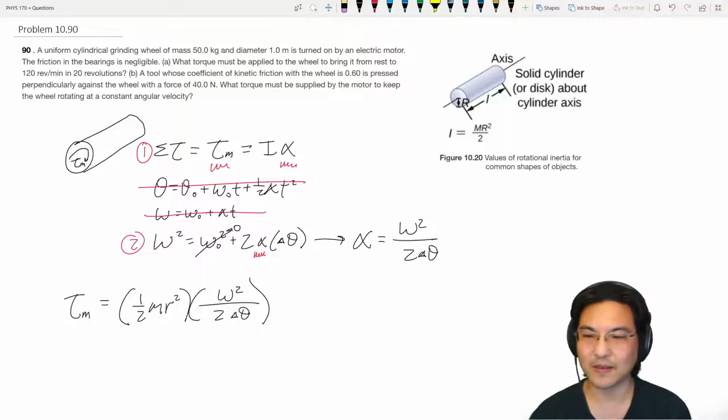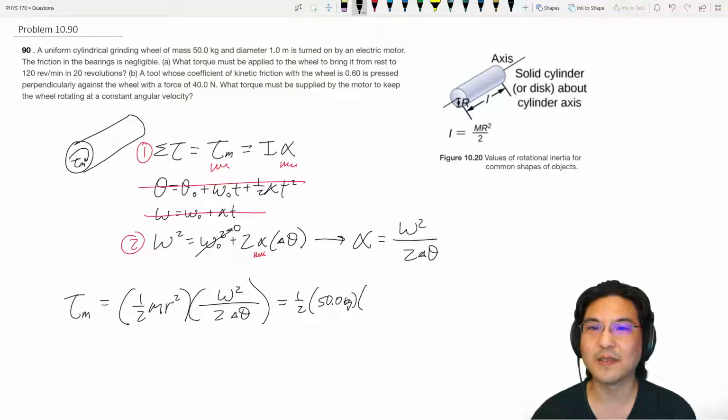Let's see. I guess that's it. Looks like we have all the numbers, right? So just plug in the numbers. Half mass is 50 kilograms. Radius is, they're not meaning to be tricky. They give us the diameter, so just be careful, right? 0.5 meter radius. They're not purposely tricking us, but just be careful. The angular velocity is somewhere. Oh, here. 120 RPM. Why do they keep giving us RPM? 120 revolutions per minute. Just be careful.